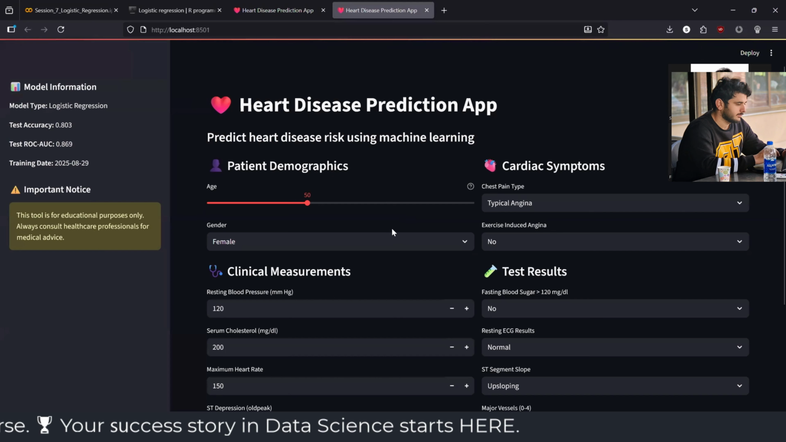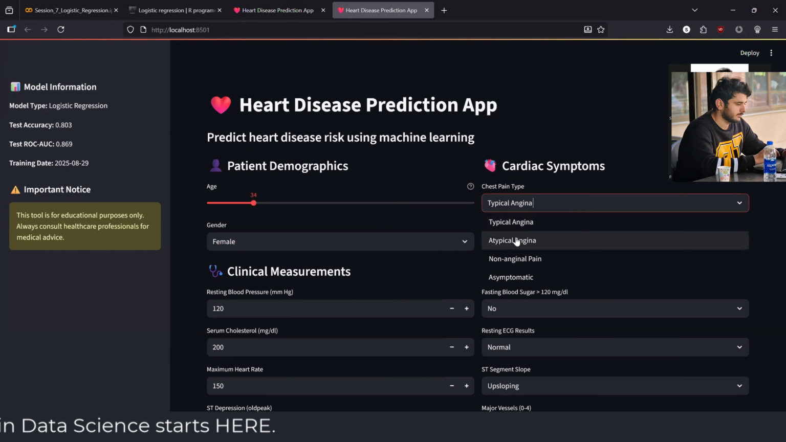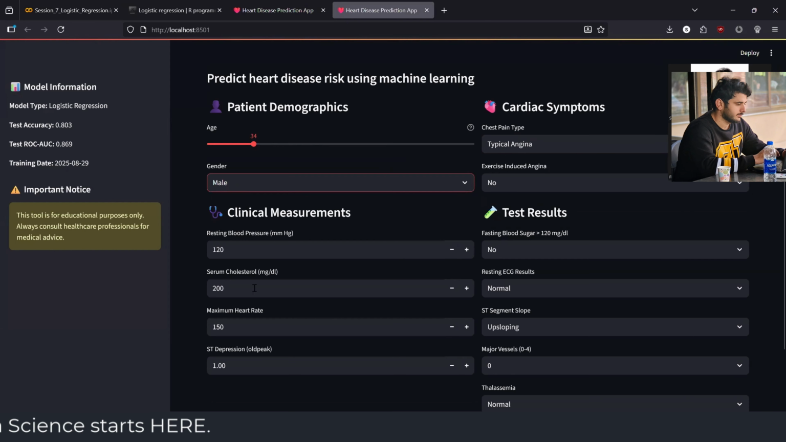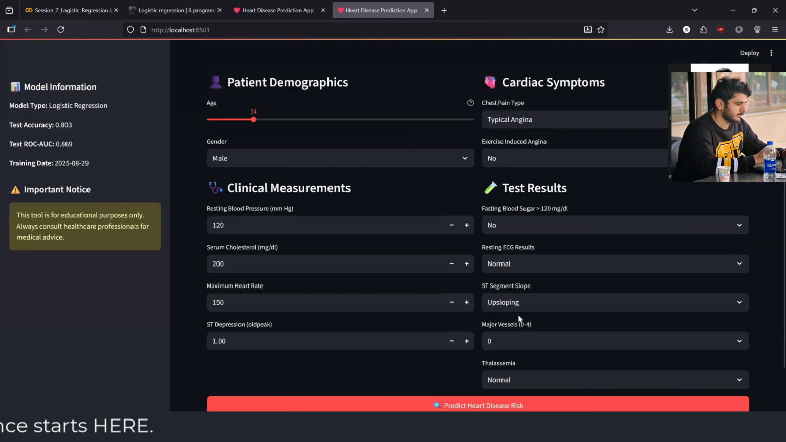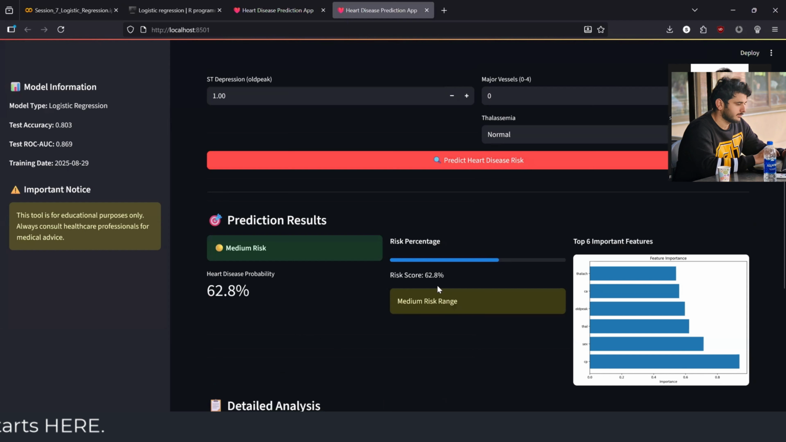For example, I'm a common man, I don't know about programming and I want to get a prediction. I came to you, you created this app, and you shared a link with me. Now I will go to the application, I will select my age, I will select if I have a chest pain or not, or what kind of chest pain I have, my gender, my blood pressure, sugar levels, and different kinds of things. Okay, I will select them and I will click predictions. Now it's showing that there is a 62.8% chance that I might have a heart disease.